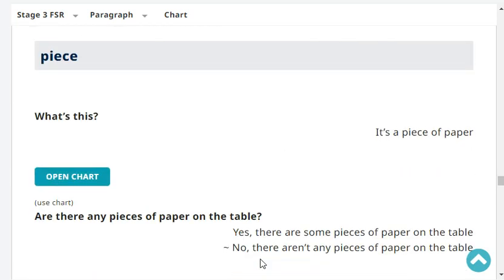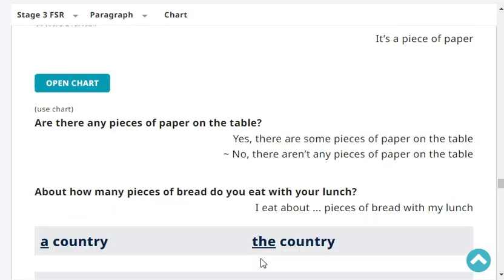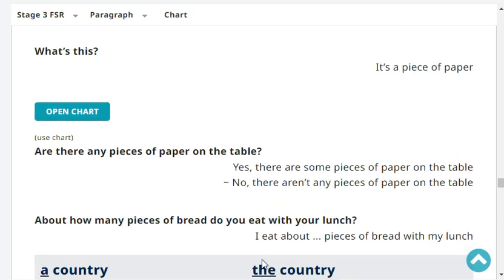What's this? It's a piece of paper. Very good. Are there any pieces of paper on the table? No, there aren't any pieces of paper on the table.